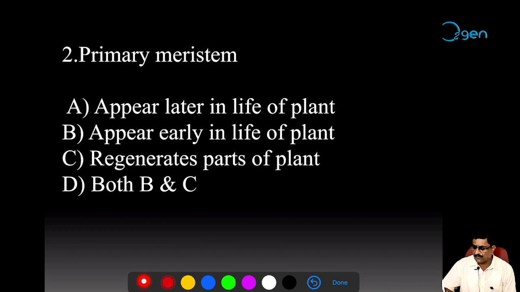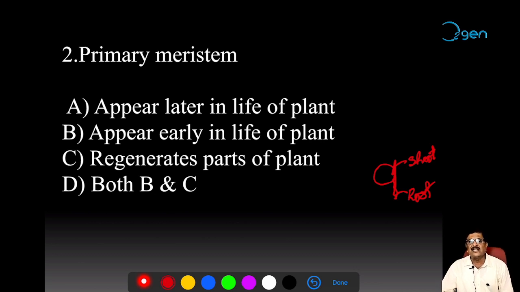So primary meristem, when a seed germinates, these meristematic tissues come from the embryonic region, that is, the radicle which will develop into root, and the plumule which will develop into shoot. That's why the primary meristem appears in the early life, not in the later life. Later life has the secondary meristem, which is differentiated from the permanent tissue. So here answer B is correct, appears early in the life of the plant.